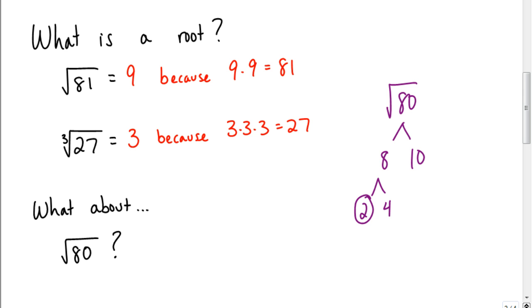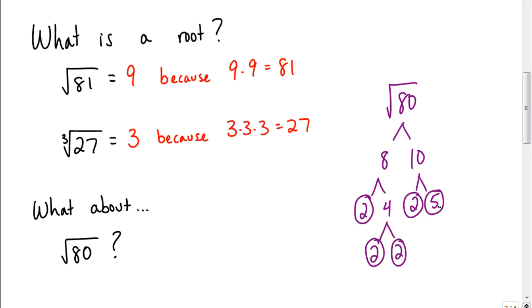So 2 is prime, so we're not going to do anything more with that 2. The 4 is not prime, so I need to continue to factor that down. 4 breaks down to be 2 times 2. And those are both prime numbers. 10 breaks down to be 2 times 5.